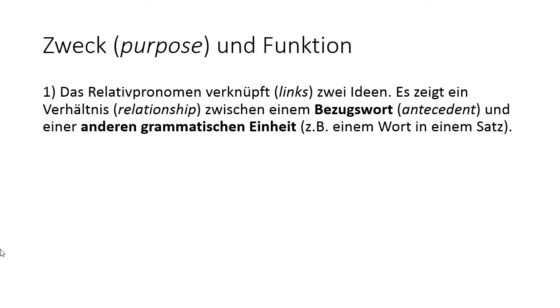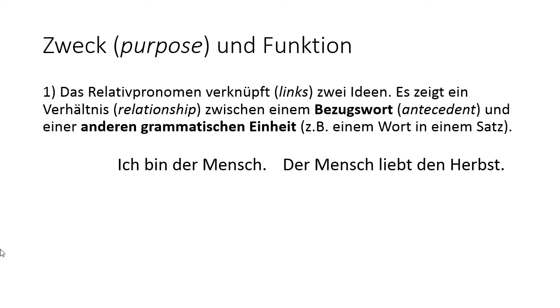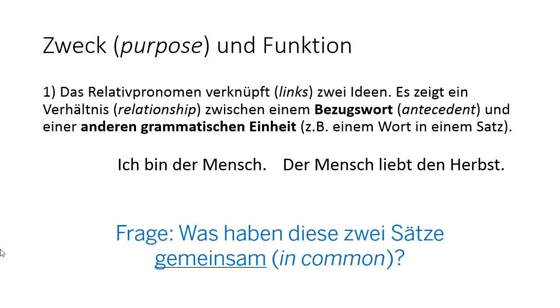Und es zeigt ein Verhältnis, es weist auf ein Verhältnis zwischen dem Bezugswort, this is the antecedent, und einer anderen grammatischen Einheit. So it connects a previous word to this word. Und hier haben wir ein Beispiel. Ich bin der Mensch. Der Mensch liebt den Herbst. Und die Frage natürlich ist, was haben die 2 Sätze gemeinsam? What's common between the 2 sentences?